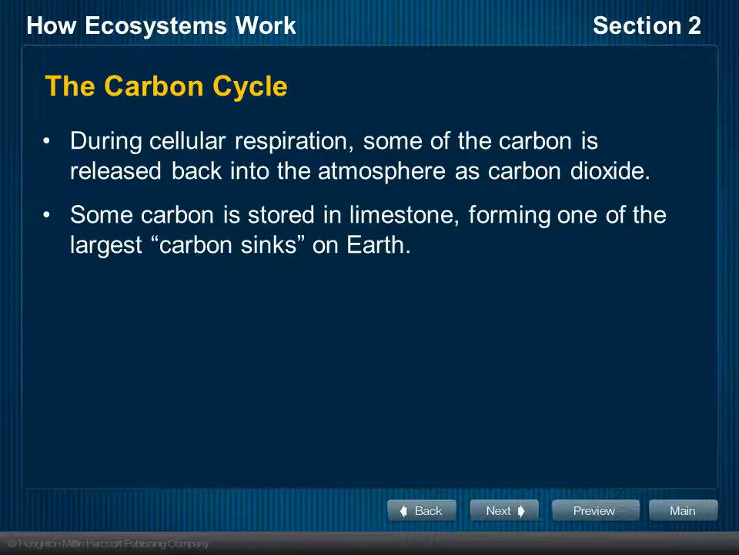And then as carbon goes out into the environment, there are places within the ecosystem where it can be stored. Limestone is a storage vehicle for carbon, and we call that a carbon sink. And limestone is one of the largest carbon sinks on the earth because wherever there is limestone, and there is quite a bit of limestone, there is a considerable amount of carbon that is stored within the limestone.